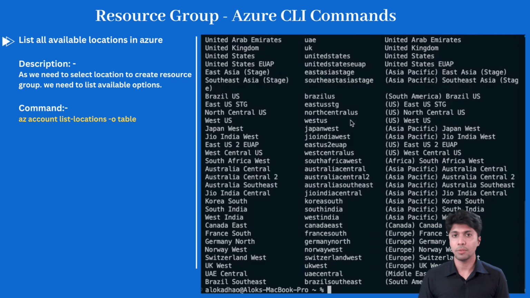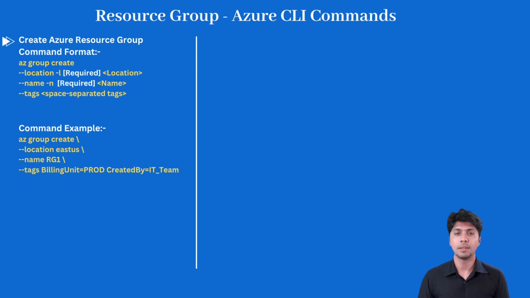Let's move to create the resource group now. The command format to create the Azure resource group is az group create --location, or in short form we can say -l, and it is a required parameter that we need to give, --name, or we can just say -n, and that is also a required parameter, and then --tags, which are the space separated tags that we need to provide, but this is optional. If you do not provide tags during the creation of the resource group, the command will still be successful and the resource group will be created without any tags attached to it. We can later add or update tags on the resource group.